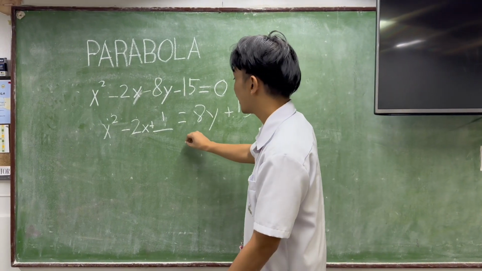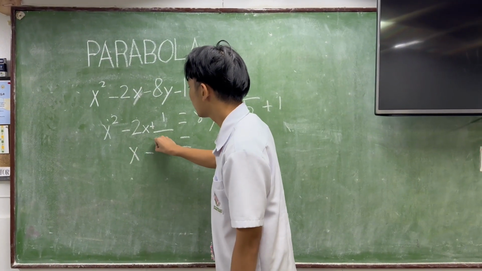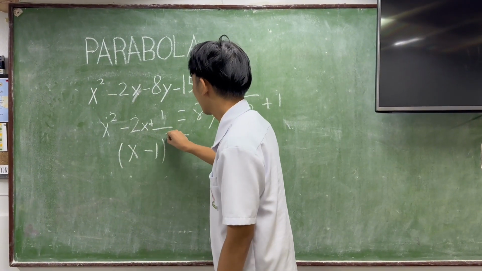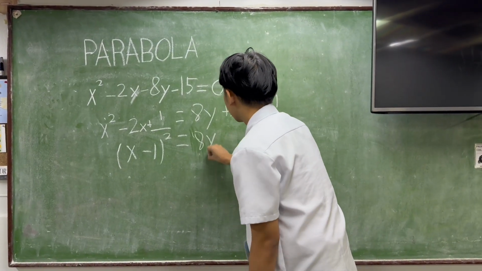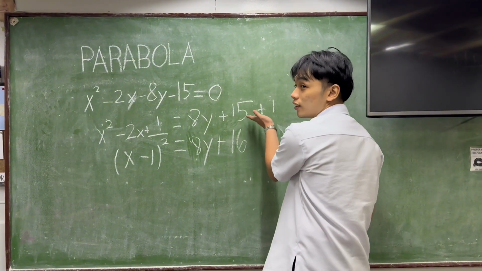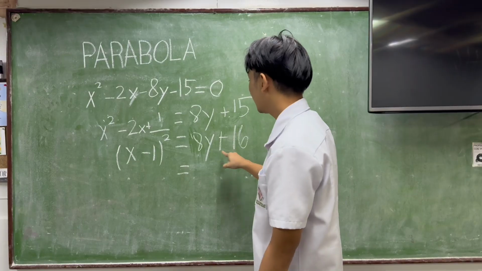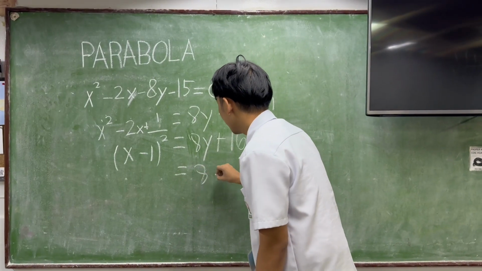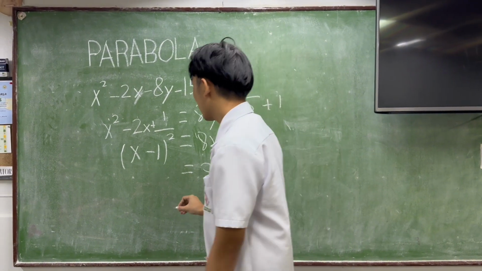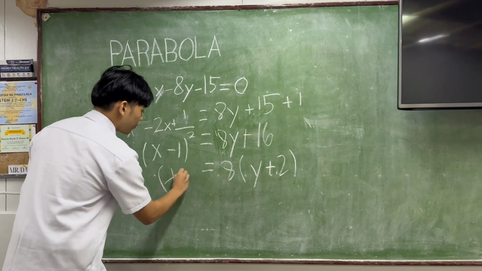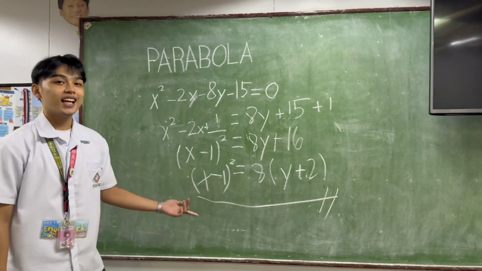So now let's complete the square. So this would be (x minus 1) squared, and then this would be 8y plus 16, since we added 1 on both sides of the equation. Now let's factor out the 8 from 8y plus 16, so that would be 8 times (y plus 2). And then let's copy the other side. So (x minus 1) squared. So that is our final answer.